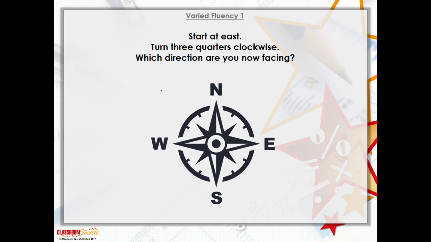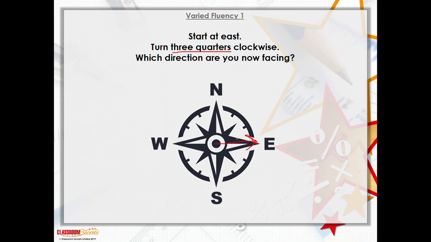So the questions we're going to get today are looking at turning, either clockwise or anti-clockwise. The question here says starting at east, so that means that we need to be facing east from the middle point here. So if I just draw an arrow to show where we need to be starting, and it's asking us to turn 3/4 clockwise. Which direction are you now facing? So we can see that we're facing east.